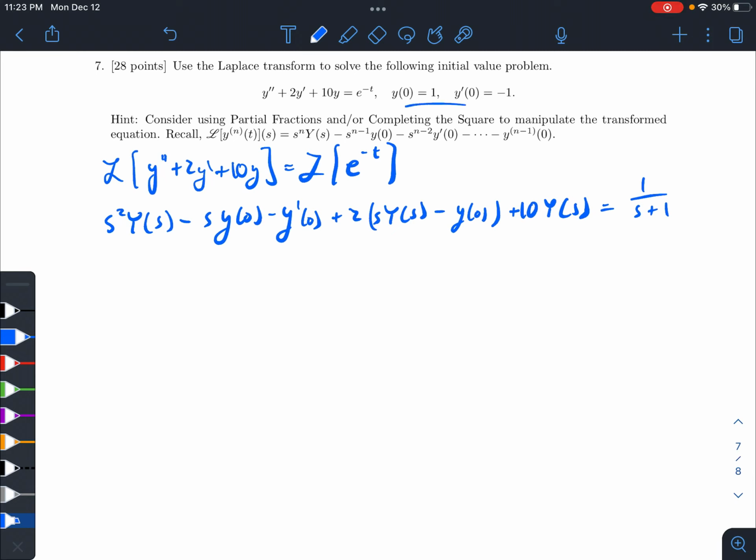Okay. Plug in our initial conditions. y of 0 is 1. y prime of 0 is negative 1, so that makes this plus 1. Plus 2s Y of s minus 2 y of 0, which is 1. Plus 10 Y of s.